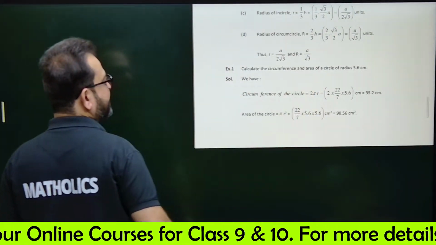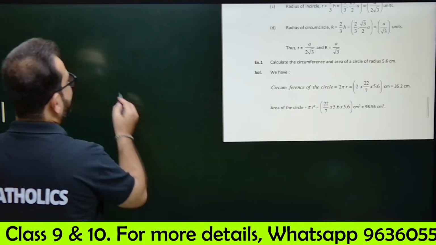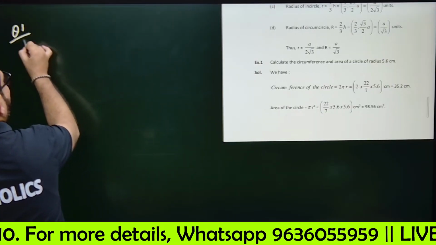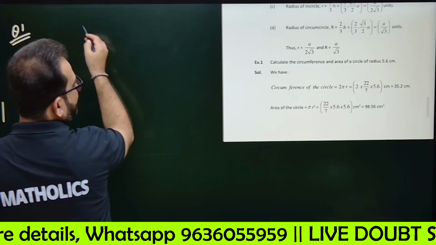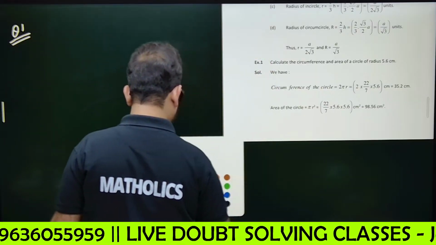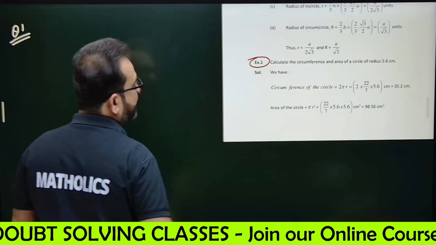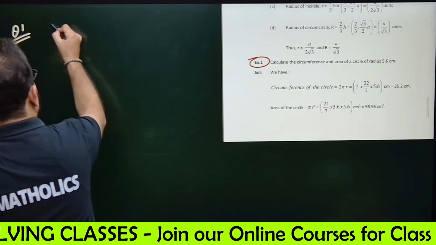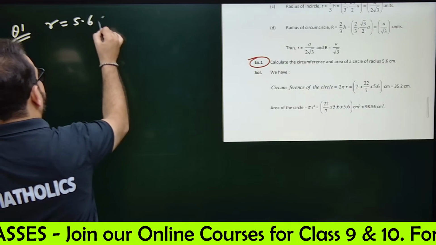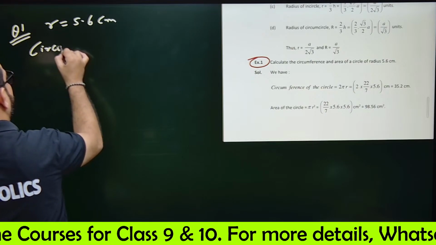Calculate the circumference and area of the circle. Very easy and basic. First question, let's start. This is example number 1 we are solving. Calculate the circumference and area of a circle of radius 5.6 centimeter. So what will be circumference? Can anyone tell me?